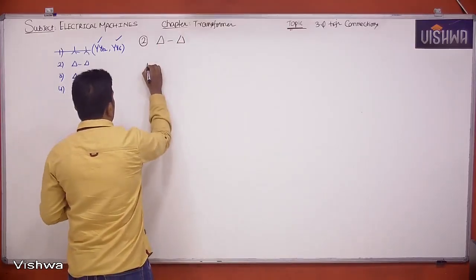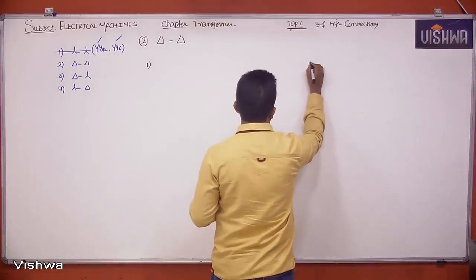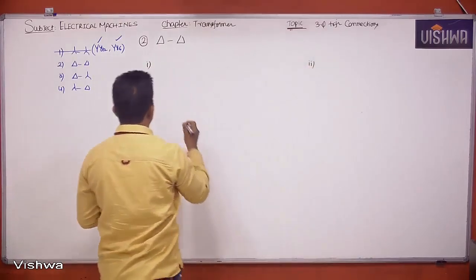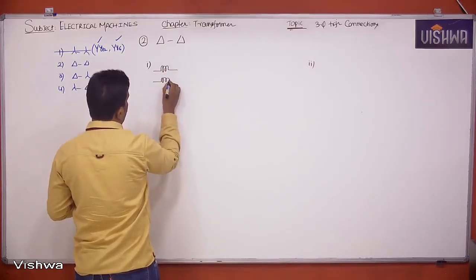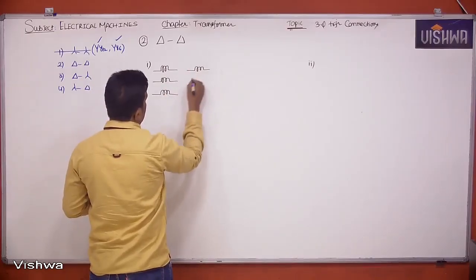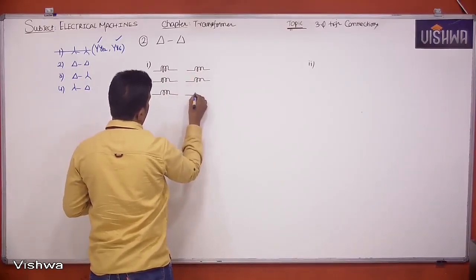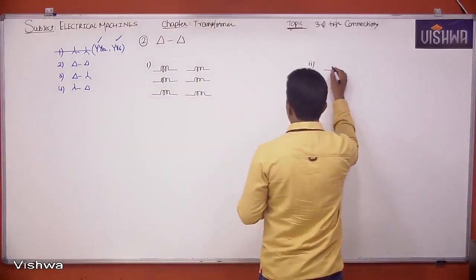So here once again we will be having two cases, case 1 and case 2. These are the two possibilities we are having in a delta connection. Let me take 3 windings in the primary side and 3 windings in the secondary side. Similarly, in the second case also, let me take 3 windings in the primary.